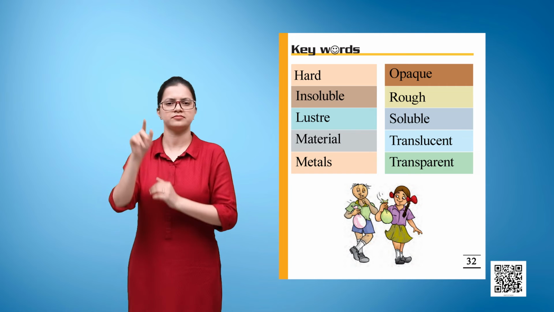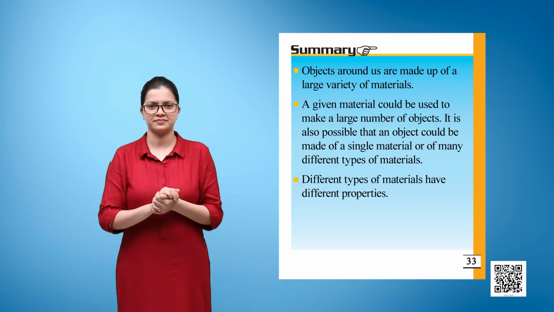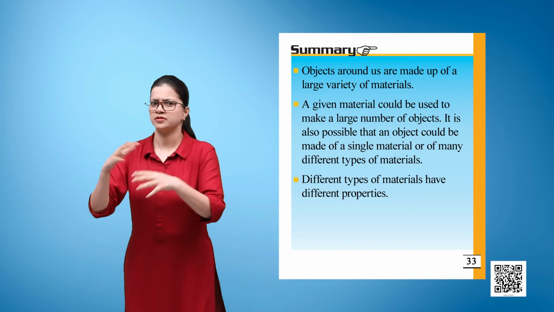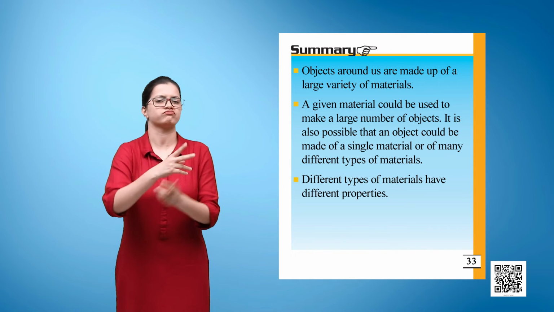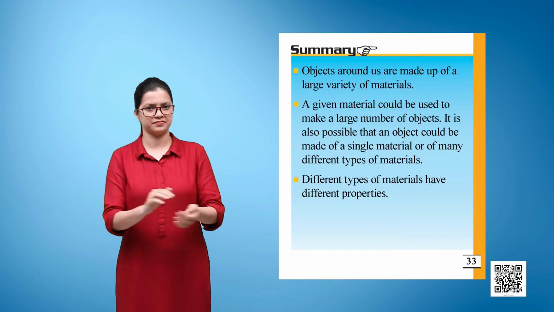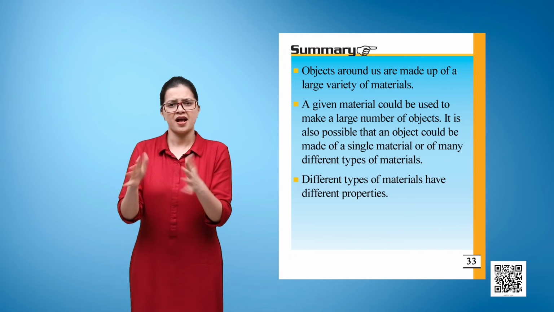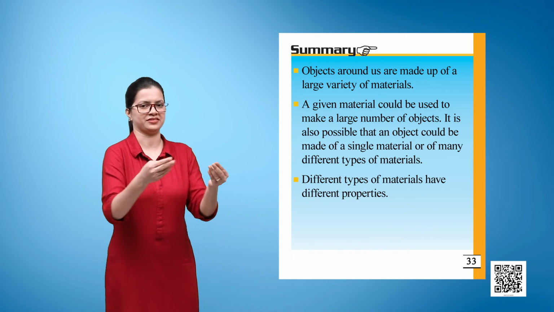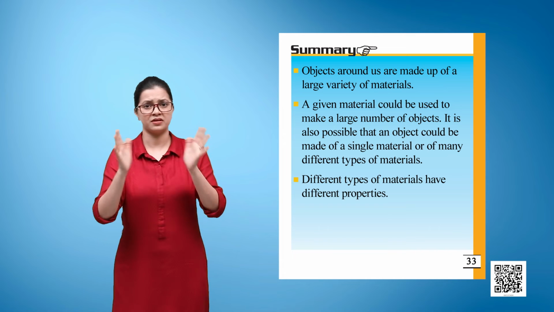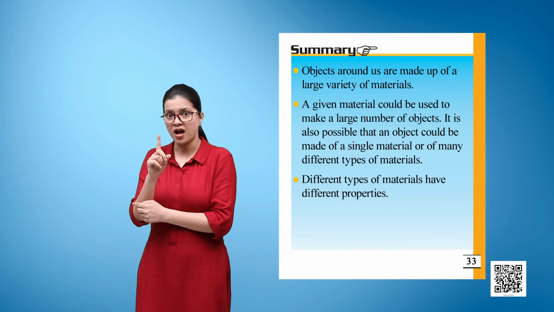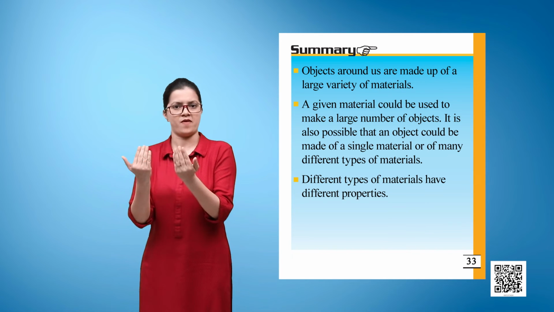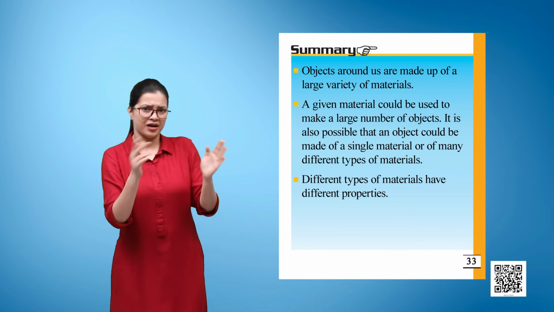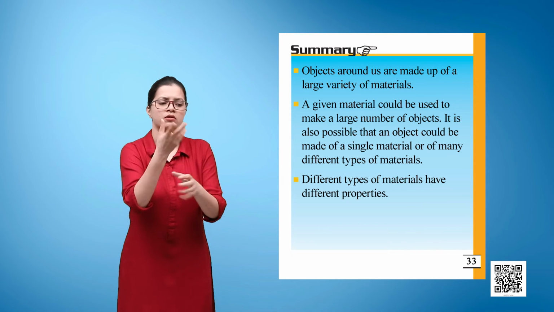Page 33. Summary. Objects around us are made up of a large variety of materials. A given material could be used to make a large number of objects. It is also possible that an object could be made of a single material or of many different types of materials.